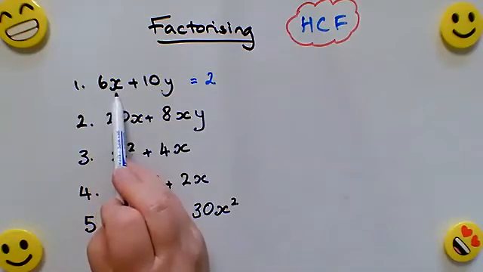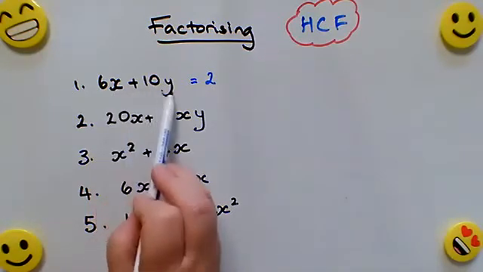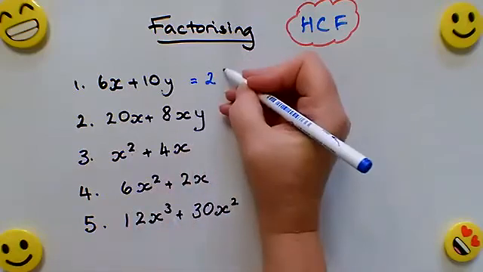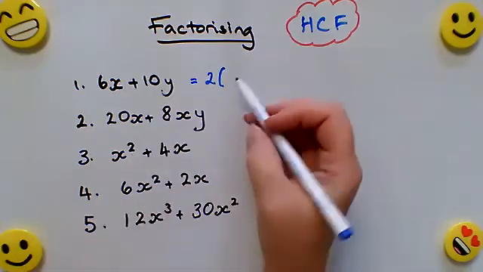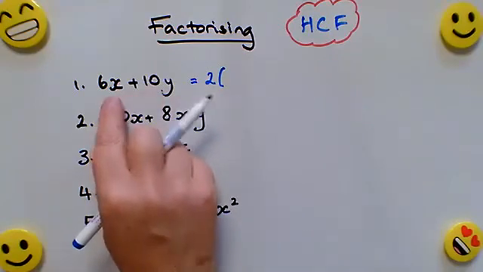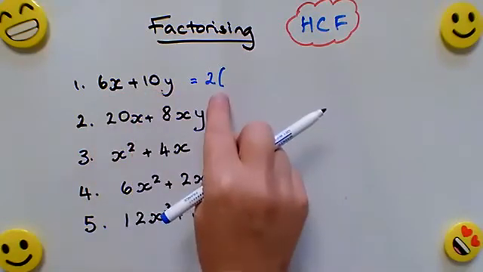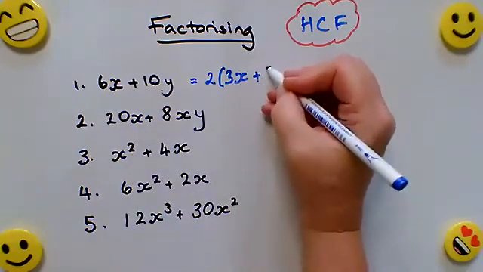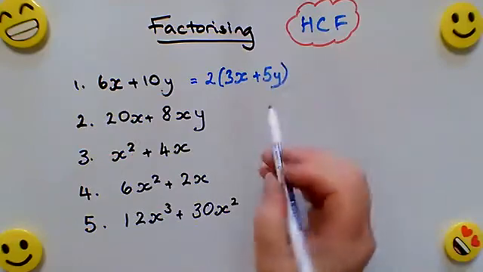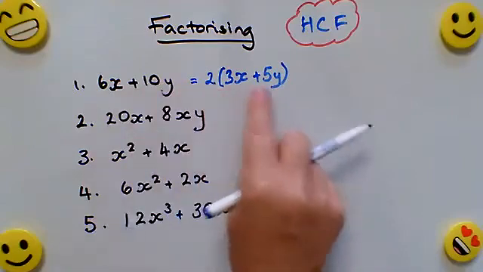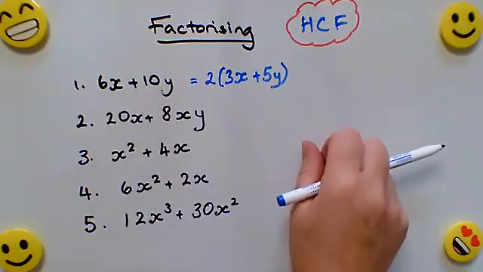I look at the letters, I've got an x and a y. Well, these are different, so they don't share a letter in common. So the only term I can take outside of the bracket is the number 2. Then inside the bracket, when I expand whatever's in the bracket by 2, I want to get 6x plus 10y. So 2 lots of 3x would give me 6x, plus 5y. It's always a good idea just to double check. 2 lots of 3x is 6x, 2 lots of 5y would be 10y.